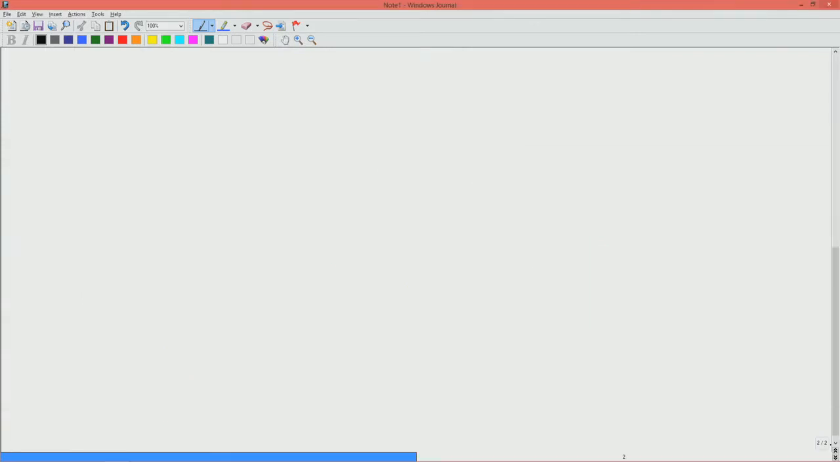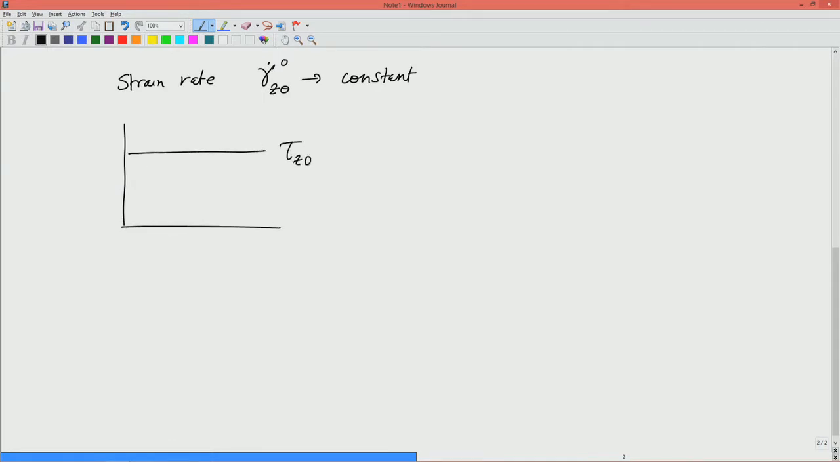Steady state is, for example, when we have a constant shear rate or constant strain rate applied, such as gamma dot z theta, a constant strain rate being applied, what we see is the stress itself is constant for a Newtonian fluid. And similarly, when we apply epsilon dot, which is also constant, and we look at tau zz as a function of time, we will see that it is a constant value. So, this is what we mean by a steady state being reached.